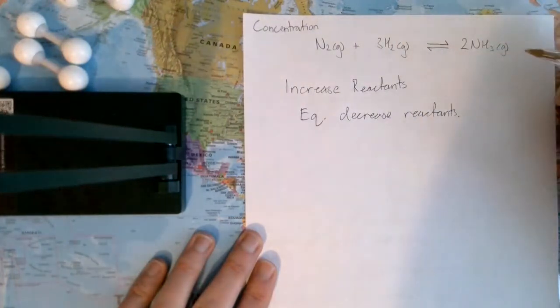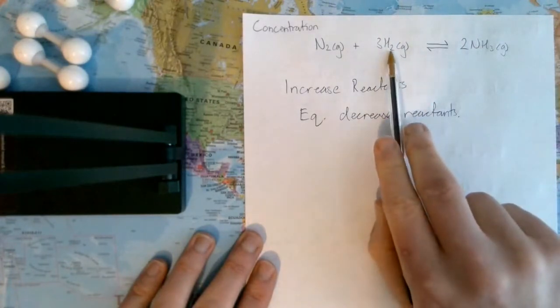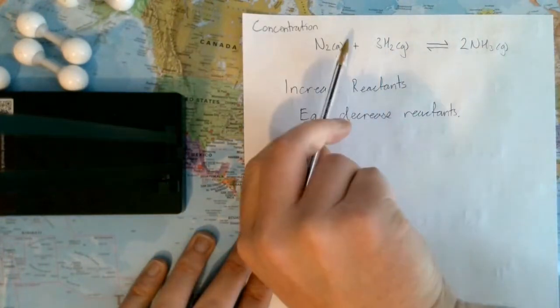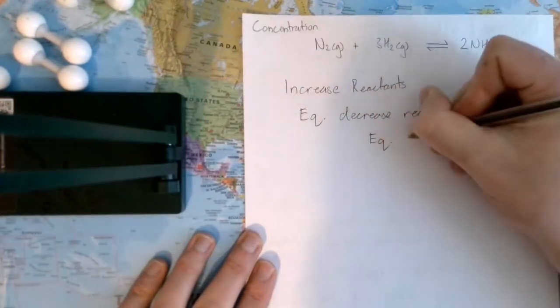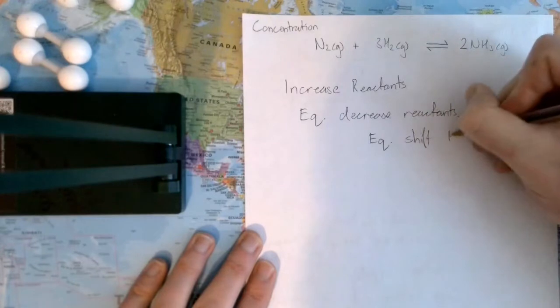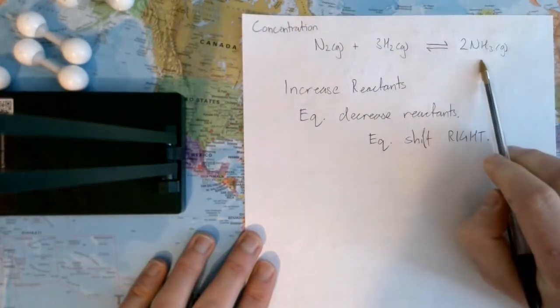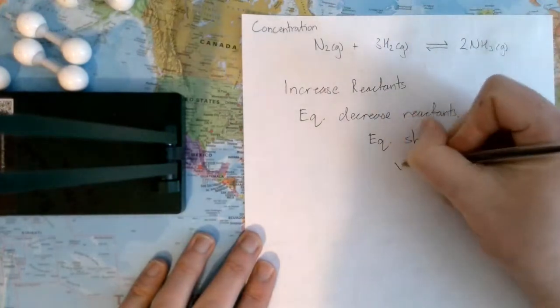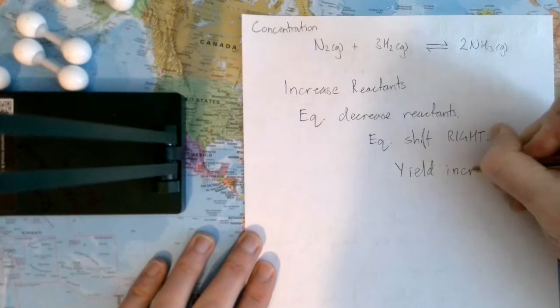Remembering it's epic, the position of equilibrium is going to be changed. To decrease the amount of reactants, it has to shift to the right. So equilibrium will shift right. And what that's going to do is it's going to give us more of the ammonia. So the yield is going to be increased.